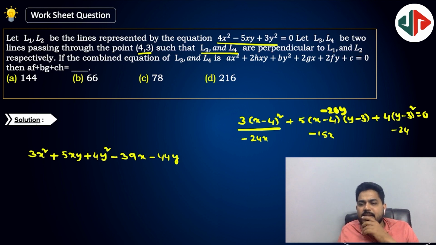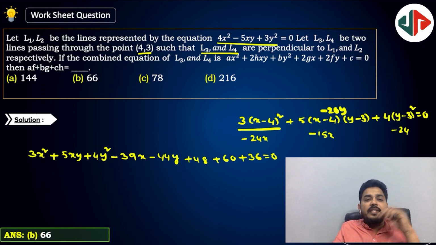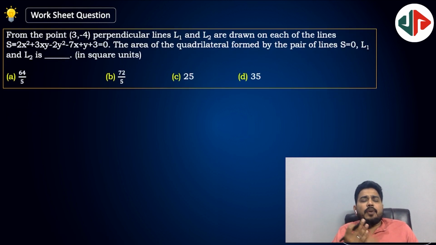Next one is the constant term. 16 threes are 48, plus 16, plus 36 is equal to 0. You simplify all these things and accordingly, what is the comparison, you will be getting the answer. The answer is 66.